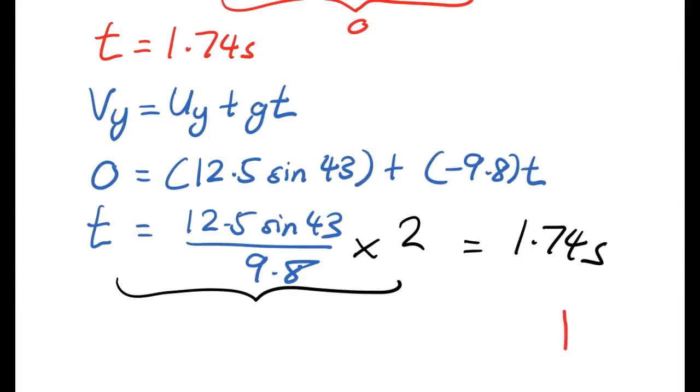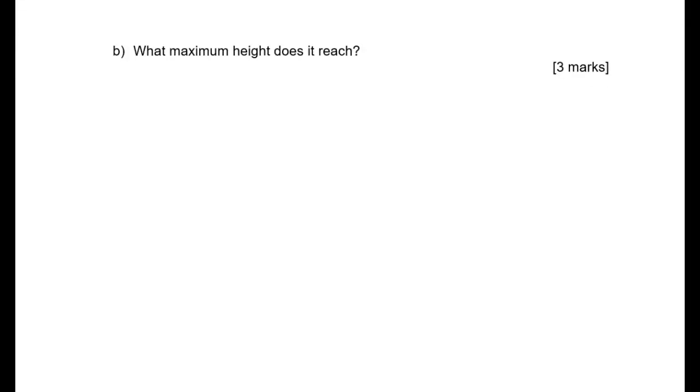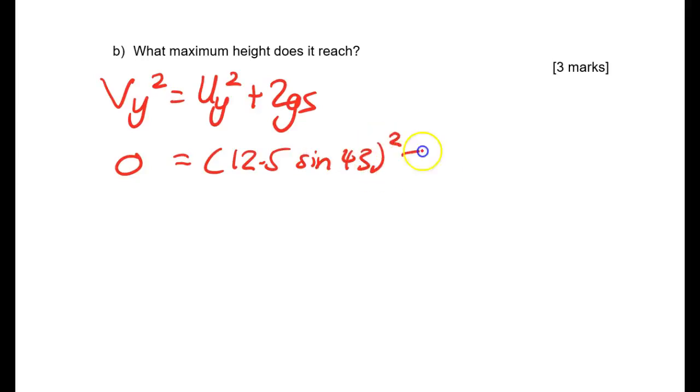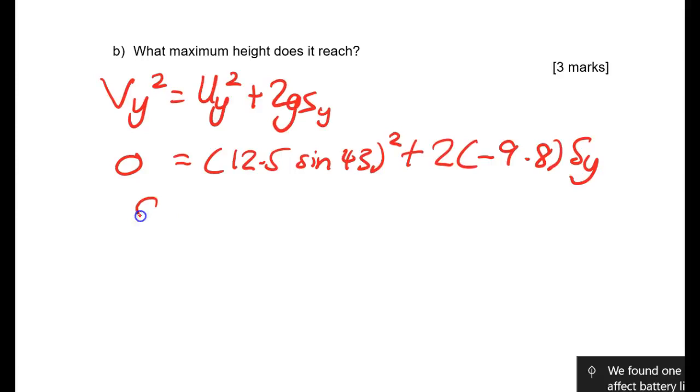Okay, I will move on to the next question. What will be the maximum height it reaches? For maximum height, I have my common formula. This would be my formula again. And at maximum height, I do know my Vy must be 0. And my Uy is 12.5 sine of 43. Don't forget this term is squared, plus 2g, and this is my Sy. I forgot the Sy here. And my Sy here is 3.71 meters.